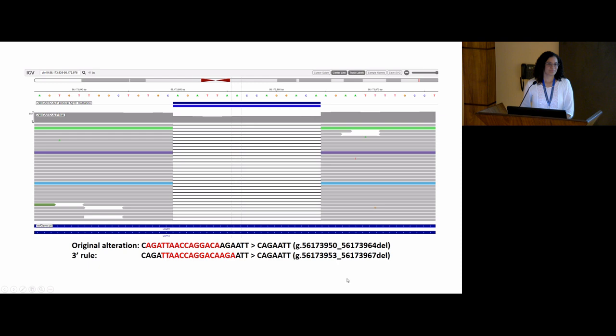So HGVS are adamant that they won't change. Why would we change for you? So that's the main problem. We are kind of stuck between the two.